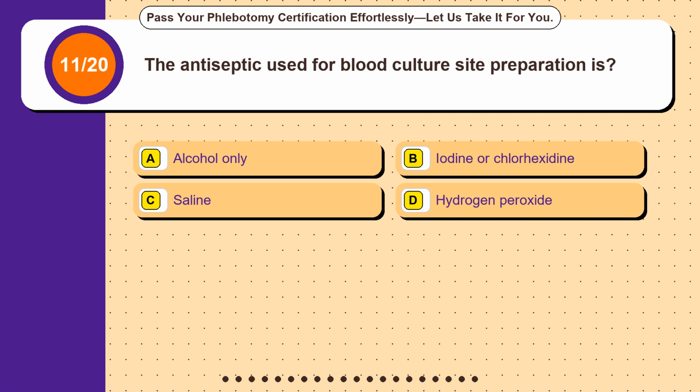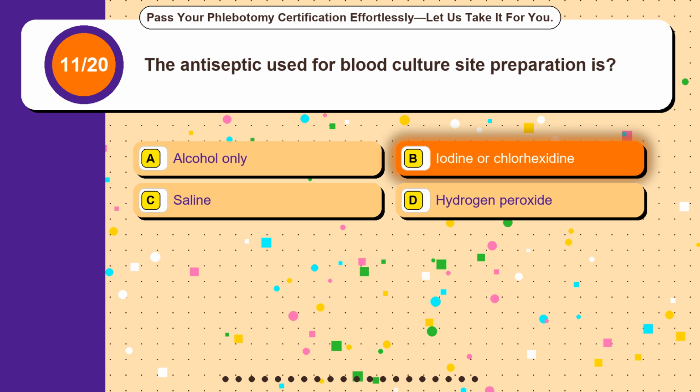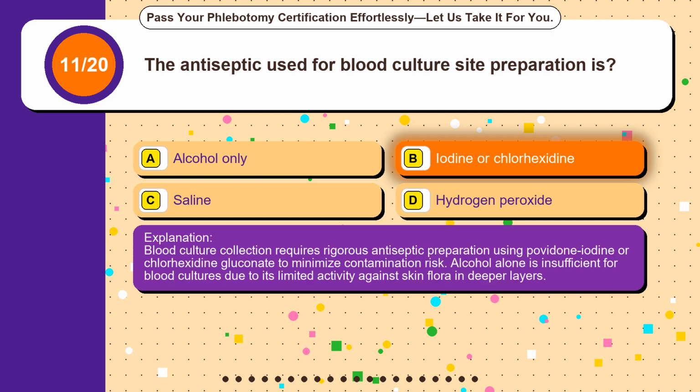Question 11. The antiseptic used for blood culture site preparation is: option A, alcohol only. Option B, iodine or chlorhexidine. Option C, saline. Option D, hydrogen peroxide. The correct answer is option B, iodine or chlorhexidine. Blood culture collection requires rigorous antiseptic preparation using povidone iodine or chlorhexidine gluconate to minimize contamination risk. Alcohol alone is insufficient for blood cultures due to its limited activity against skin flora in deeper layers.